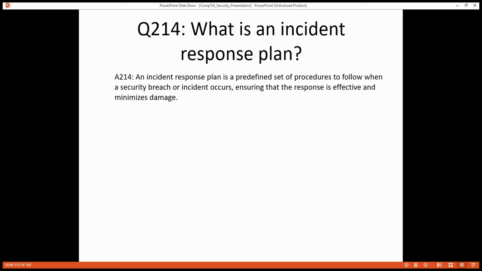Q214. What is an incident response plan? A214. An incident response plan is a predefined set of procedures to follow when a security breach or incident occurs, ensuring that the response is effective and minimizes damage.